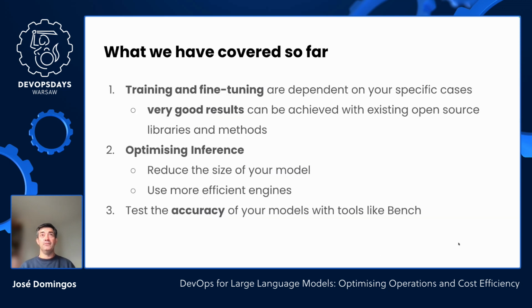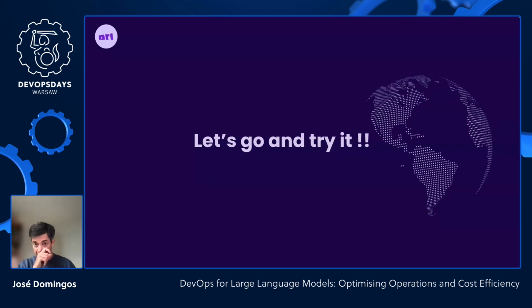So we've effectively looked at, first of all, the training and fine-tuning. We've looked at optimizing inferencing and reducing the size and using more efficient engines. And we have looked at the accuracy of models with tools like Bench. So this finishes the overview of the LLM process, and we are now going to move to the second part of the presentation. And this is where we actually go and try some of these things out.